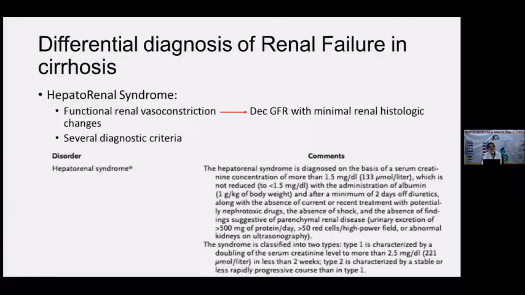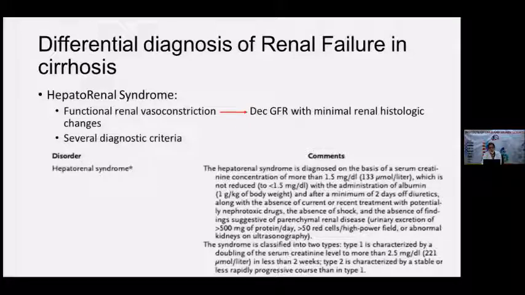Differential diagnosis of renal failure in cirrhosis. Hepatorenal syndrome: there is functional renal vasoconstriction, which leads to decreased GFR with minimal renal histologic changes. There are several diagnostic criteria. Hepatorenal syndrome is diagnosed on the basis of serum creatinine concentration of more than 1.5 which is not reduced by administration of albumin and after a minimum of 2 days of diuretic withdrawal, along with absence of current or recent treatment with potentially nephrotoxic drugs, absence of shock, and absence of findings suggestive of parenchymal renal disease.